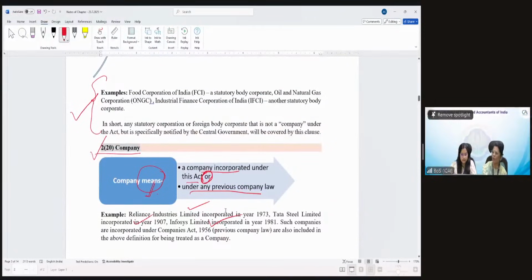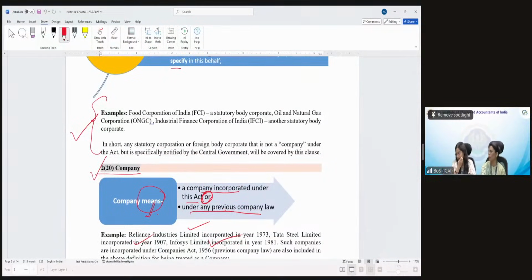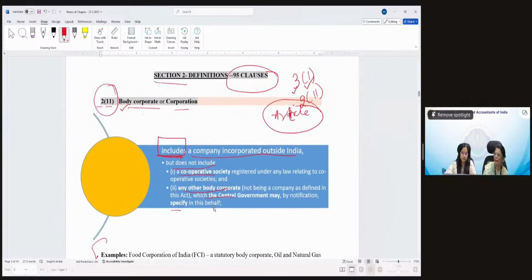Students want to know the difference between company and body corporate. This is the confusion. In one we are just limiting: company will include only specific things, and we define certain specific things to be covered under the definition of company. In body corporate, along with that, we are including companies incorporated outside India and certain other entities. So you can say every company is a body corporate, because in the definition above, includes is used, so it is not restricting to any other kind of entity.